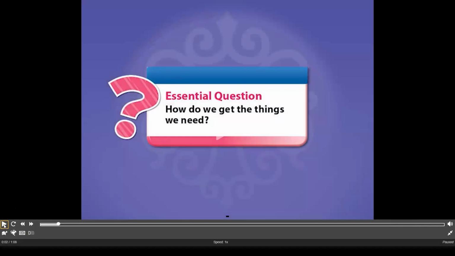So, 3 basic needs, essential needs. I'm going to repeat the video now, but with illustrations. So let's go with the big essential question. How do we get the things we need?